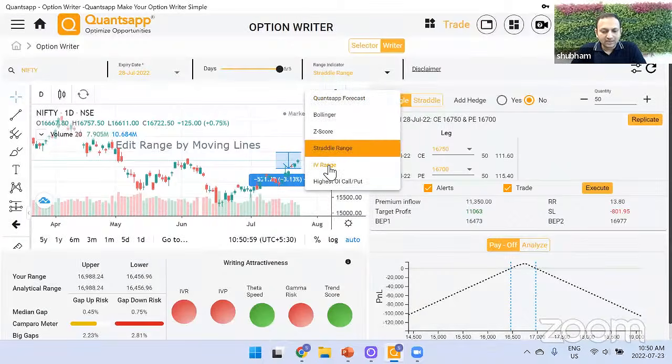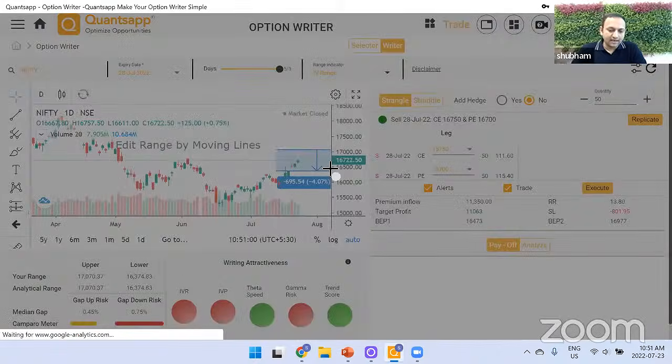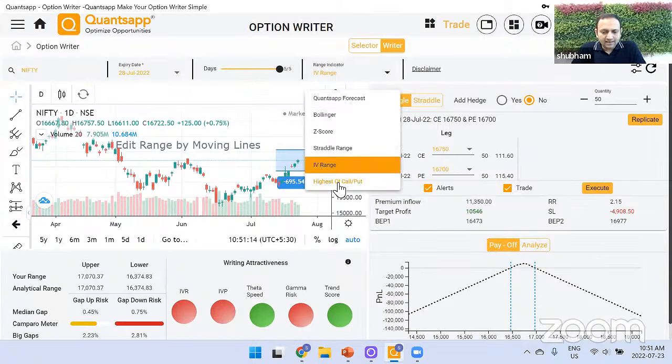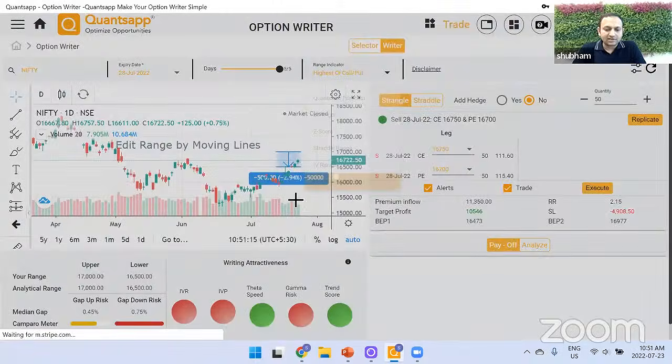Then you can also use an IV range, which is basically converting the implied volatility back to what the market's expectation is in terms of range. But that will also not give you a significant strike rate. That might be just 66, 67% as well. And lastly, many people follow the highest call and highest put.